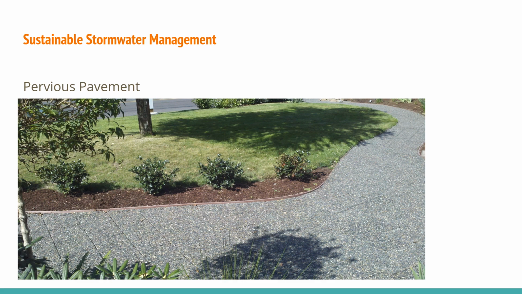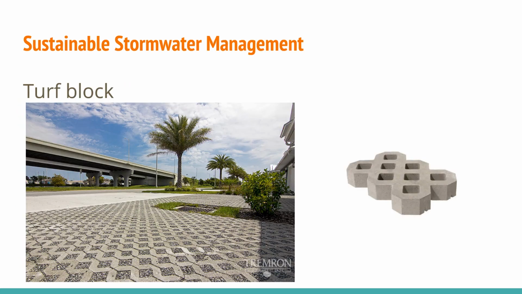Pervious pavement, try saying that five times fast, is another option. With regular concrete, the water doesn't really have a place to go. It's impervious, and so it will just pool and flood. But with pervious pavement, it allows for a little bit more of that water infiltration. Turf block is another example of this. It's essentially just a type of pervious pavement that allows for water infiltration.